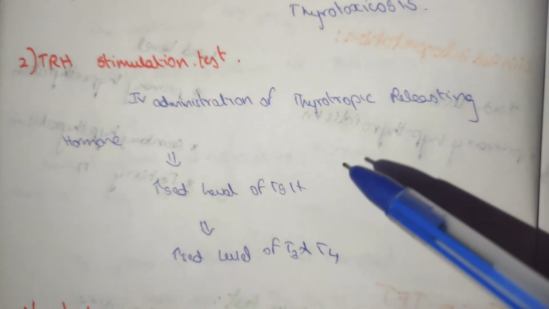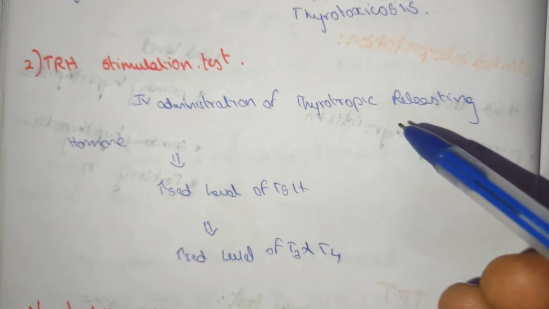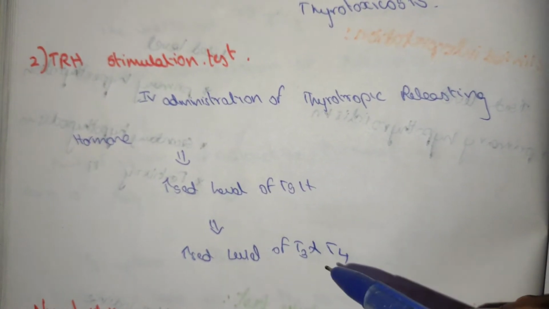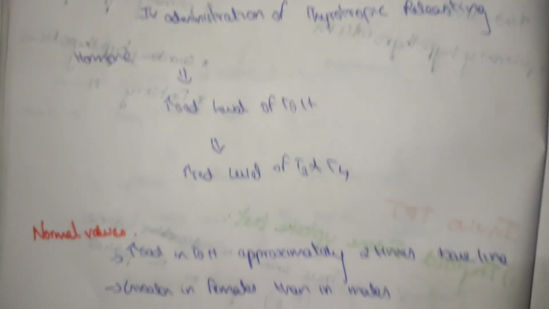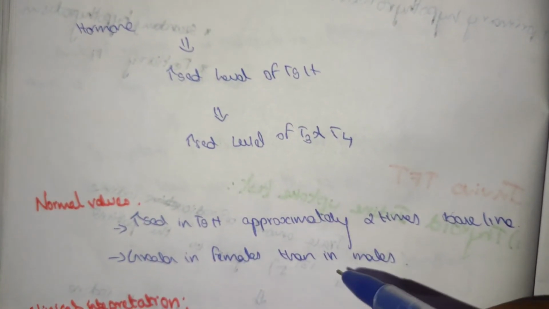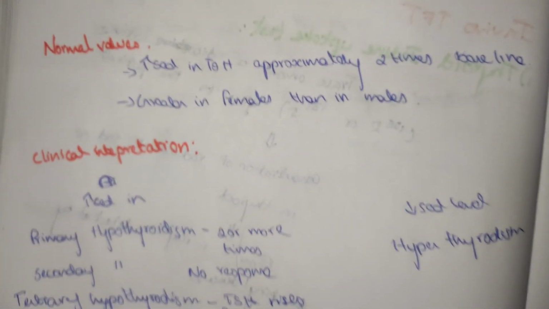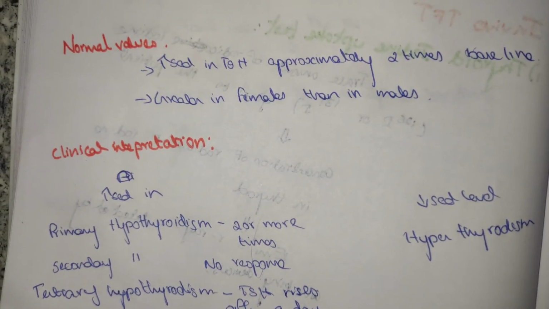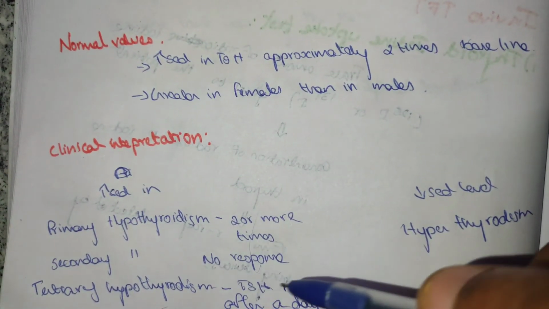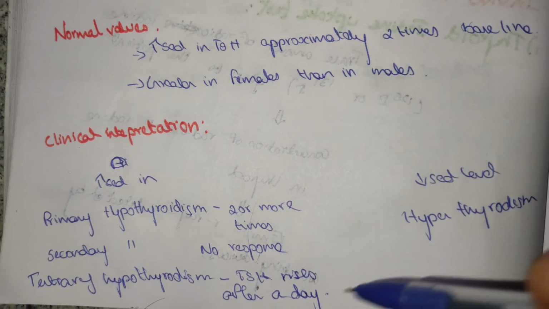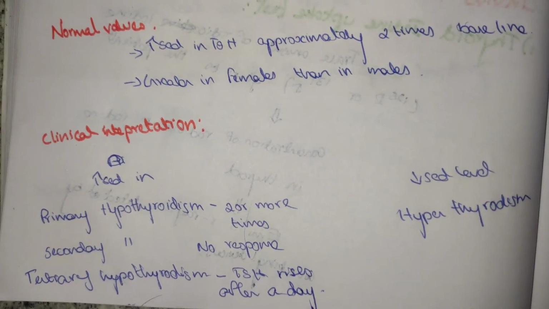The TRH stimulation test is another in vivo test. It involves IV administration of thyrotropin releasing hormone. This increases the level of TSH and increases the level of T3 and T4. The normal value is TSH increased approximately 2 times the baseline, greater in females than males. The clinical interpretation: increased level of 2 or more times is seen in hypothyroidism, in secondary hypothyroidism there is no response, and in tertiary hypothyroidism TSH rises after a delay. Decreased level is seen in hyperthyroidism.